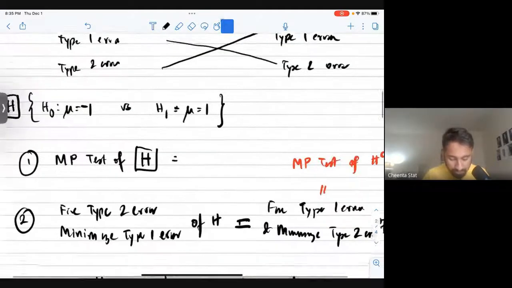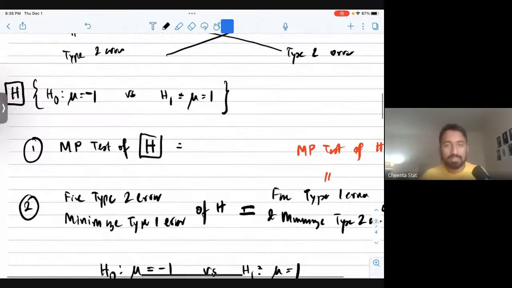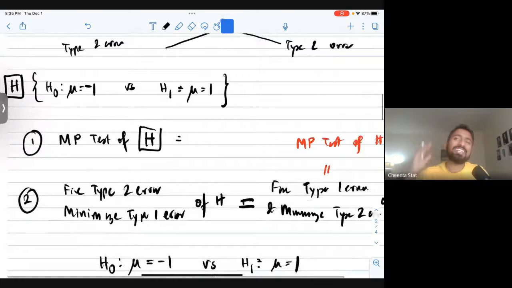Now what we want is to find two different types of tests, where the type 1 error is fixed and we minimize the type 2 error, and that's where we get the MP test, the most powerful test. I have already linked the videos here. There are two videos you need to watch before this video. That's a prerequisite.